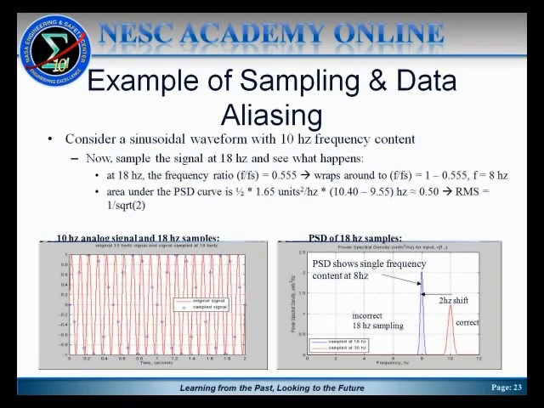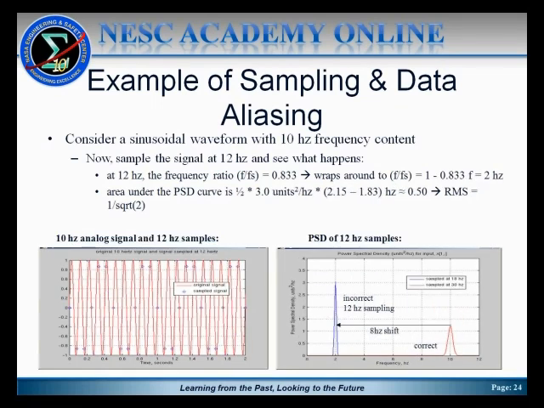Now let's do the same thing and look at the next one, which I believe is 12 hertz. We're going to take that same 10 hertz signal and analyze it at 12 hertz. Here, the normalized frequency is 10 divided by 12, or 0.8333. That wraps around to a normalized frequency of 1 minus 0.833, or 0.167, times 12, which results in 2 hertz. So even though the input signal had frequency content at 10 hertz, it showed up as 2 hertz because we undersampled it significantly.